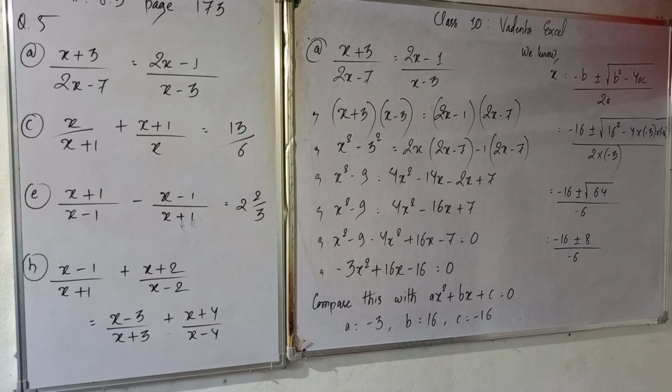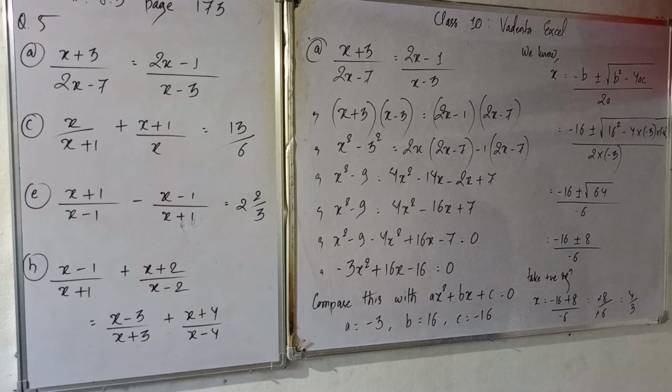Now you know the process. You take the positive sign and the negative sign. Let's take the positive sign. You will get x equals minus 16 plus 8 divided by minus 6, which is equal to minus 8 divided by minus 6. 2 4s are 8, 2 3s are 6. Minus minus gets cancelled. So while taking the positive sign, you will get the value of x as 4 by 3.